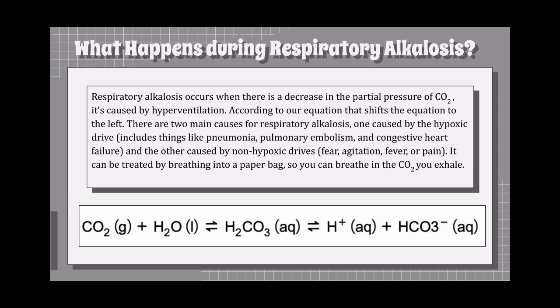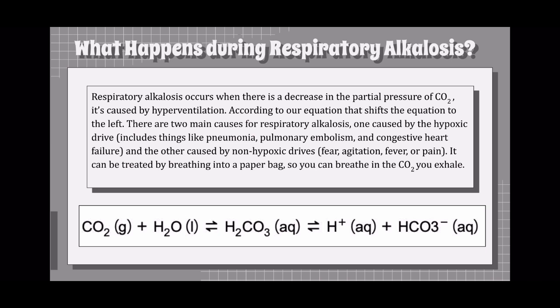So what happens during respiratory alkalosis? Well, respiratory alkalosis occurs when there's a decrease in the partial pressure of carbon dioxide. And according to our equation, that would shift our reaction to the left. There are usually two main causes for respiratory alkalosis. One is caused by hypoxic drives like pneumonia, pulmonary embolism, and congestive heart failure, and others that are caused by non-hypoxic drives like fear, agitation, fever, or pain. And all of these things cause you to hyperventilate.